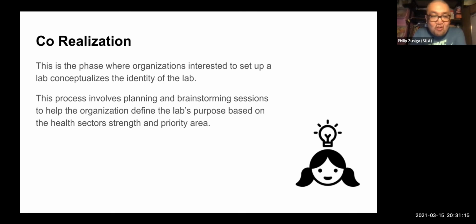So the process of realization involves planning and brainstorming to help the organization define the lab's purpose based on the health sector's strength and priority area. So realization involves a lot of planning and brainstorming. So there will be workshops, there will be meetings before you actually develop the concept of the lab.